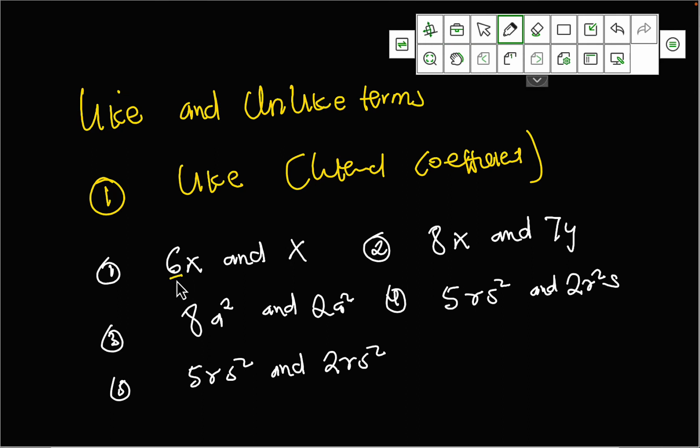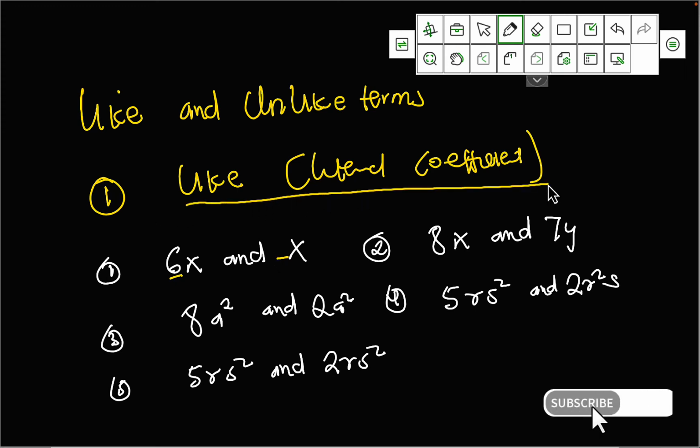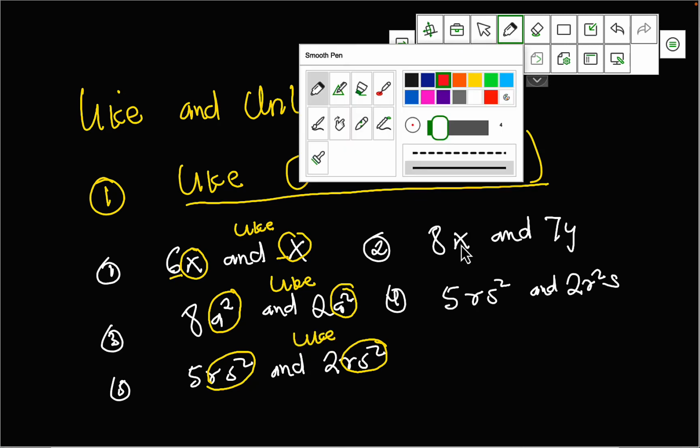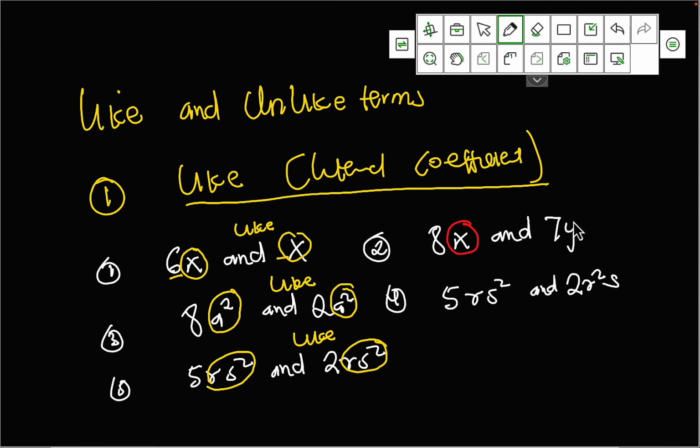Now the numeric coefficient here is 6, the numeric coefficient here is 1, but that is not what we are interested in. We are interested in the literal coefficient, which here is x and that is x, so that is like. Here the literal coefficient is a squared. Here the literal coefficient is also a squared, that is like. Here the literal coefficient is rx squared, and here it is rx squared, that is like. Let's look here. The literal coefficient here is x, and here it is y, that is unlike. The literal coefficient here is srx squared, but the literal coefficient here is r squared x, they are different. rx squared and r squared x, they are different, okay? And so here is unlike.